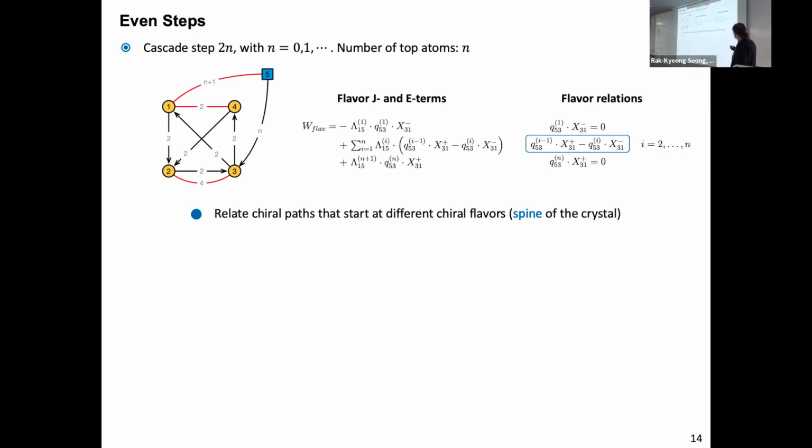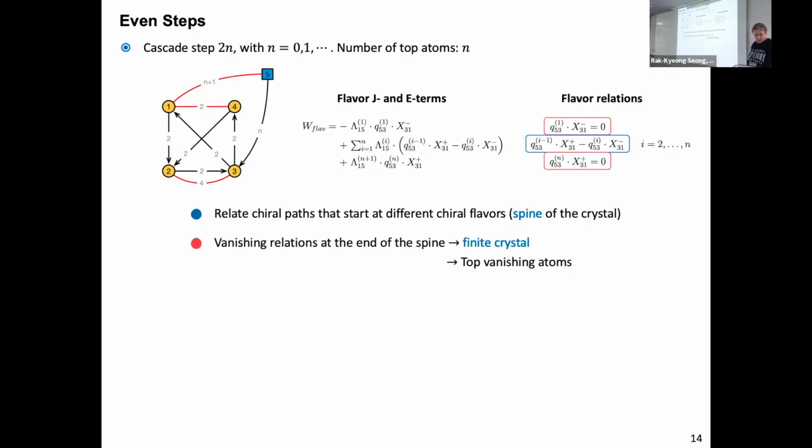We call this the spine of the crystal, because it gives you an interlacing of the framing flavors at the top. And these relations at the end, I will call the top vanishing atoms. Now, it tells me that this operator is not there in the crystal. And they lead to a finite crystal in a way that we are going to see. And there are similar ideas for Calabi-Yau threefolds. This is what I was telling Cyril. Now, Chuang and Schaferis do it for the conifold, for example.